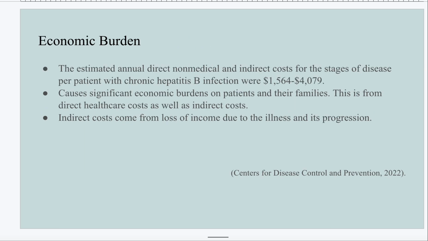This comes with economic burden. The estimated annual direct, non-medical, and indirect costs for the stages of disease per patient with chronic hepatitis B infection were $1,564 to $4,079 for each patient. This causes significant economic burdens on the patients and their families, and indirect costs come from loss of income due to the illness and its progression.